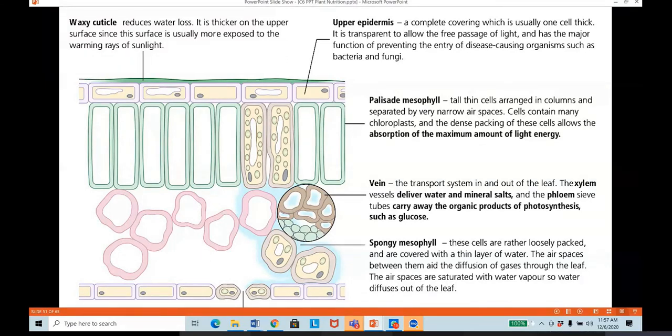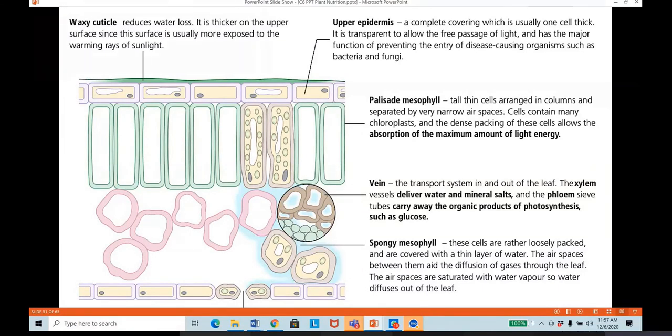Now finally, the spongy mesophyll. These cells are rather loosely packed and are covered with a thin layer of water. The air spaces between them aid the diffusion of gases through the leaf. The air spaces are saturated with water vapor, so water diffuses out of the cell. Excellent. Thank you so much, sweetie.